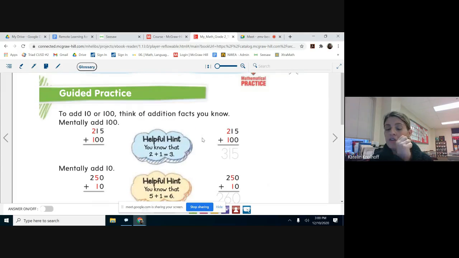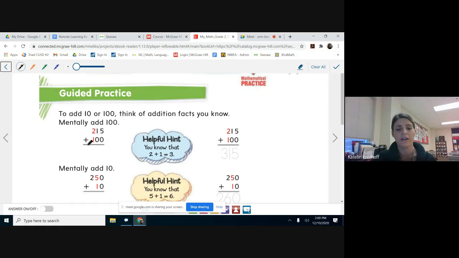Yesterday, we learned how to use those simple addition facts that we know to add hundreds, right? Our new goal is to learn how to start adding 3-digit numbers. Today we're going to be thinking more in our heads, mentally adding these numbers together. So to add 10 or 100, think of addition facts you know, and then mentally add 100 to it.